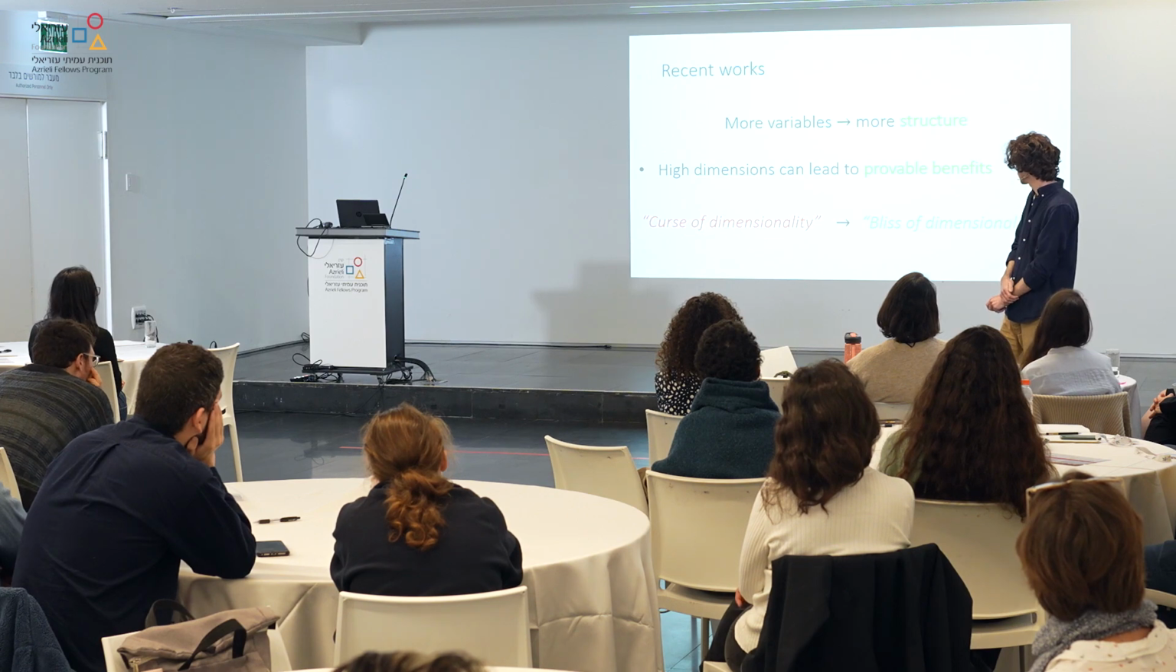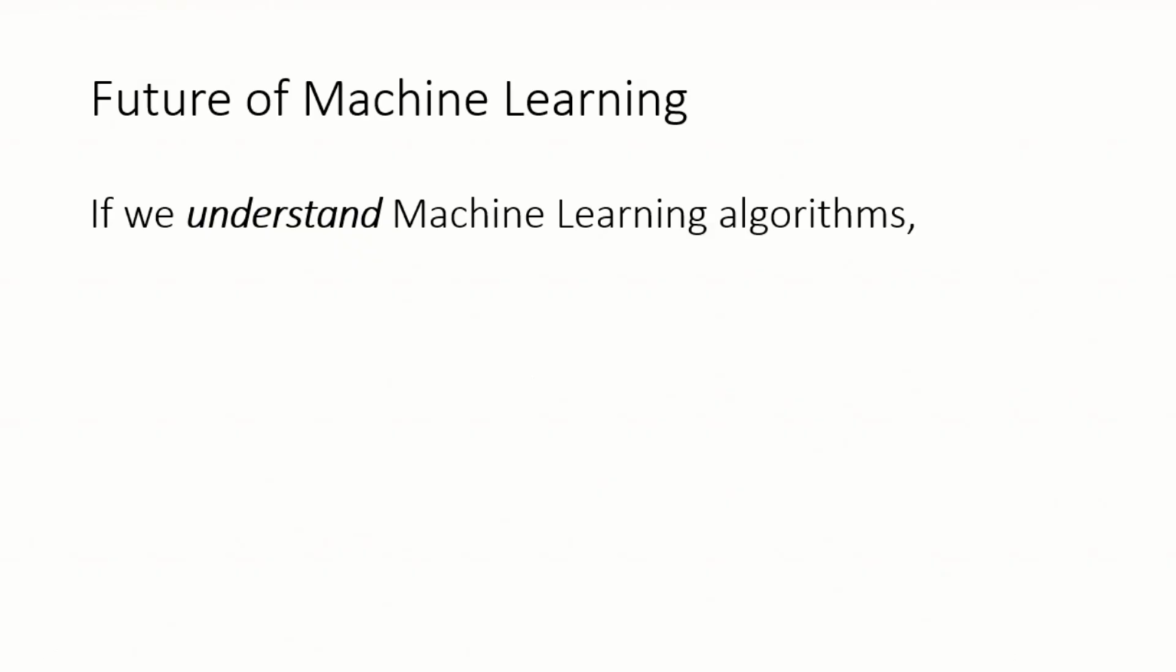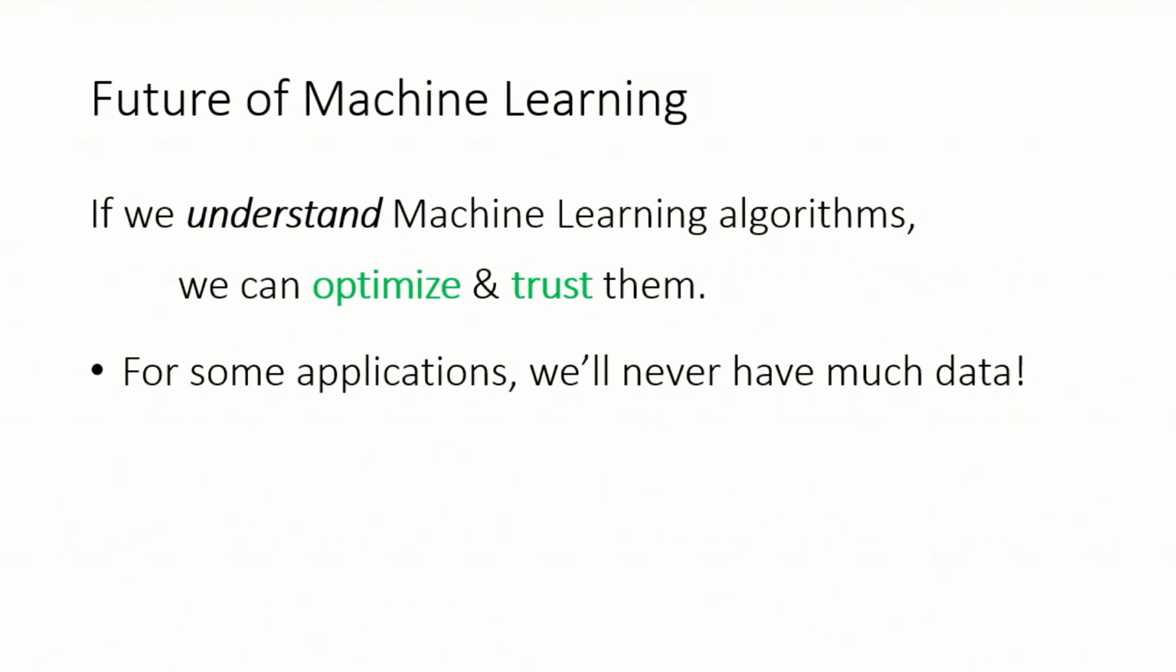So to conclude, looking into the future, I think it's clear that we need to understand how machine learning algorithms work in order to be able to optimize and trust them and use them reliably. This is especially important since for some applications, we will just never have a lot of data. Think, for example, about trying to design a drug for a rare disease where you only have several examples of people with that disease. While it may seem like a fantasy, I personally believe that it's possible in principle.